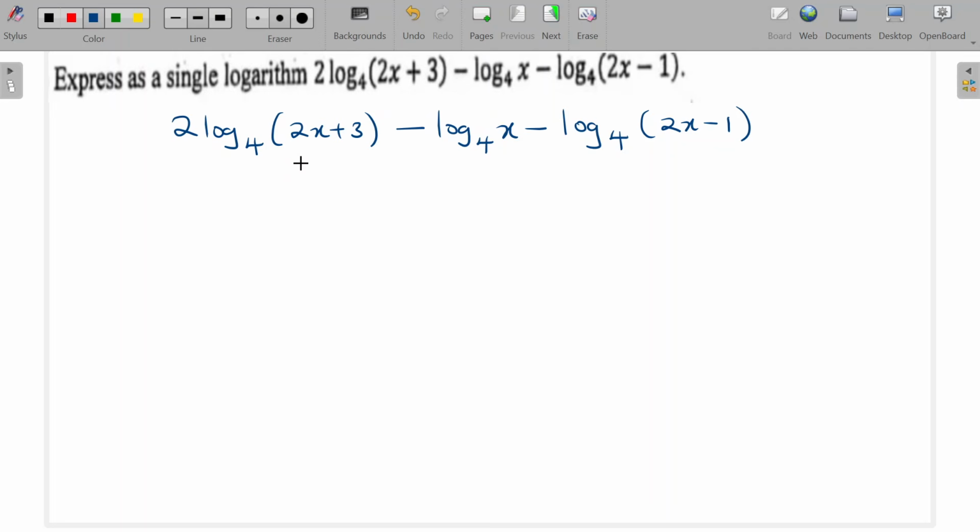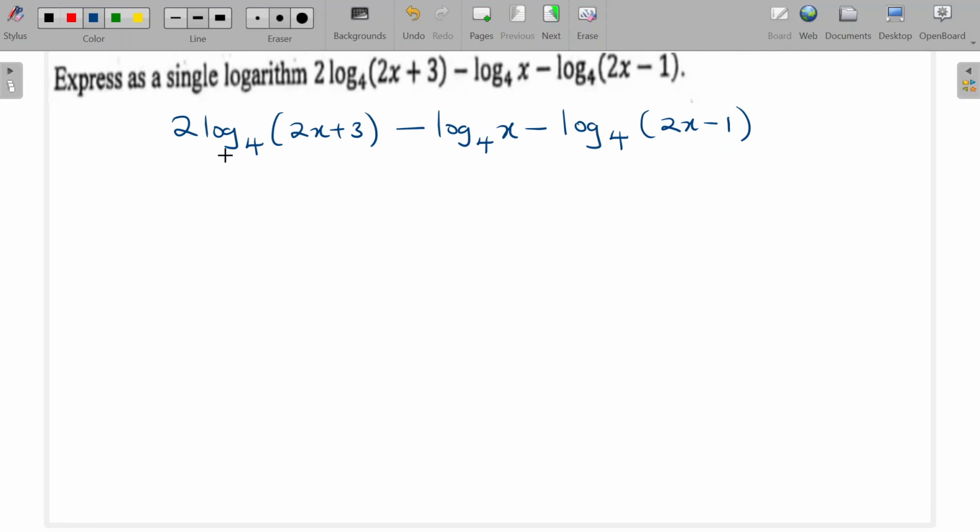Looking at the way this is, we have the same base for all of these logarithms. You can check: here it is base 4, here again base 4, here again base 4. So we can combine these, but we cannot combine them if they have these numbers in front. In logarithms, the 2 can come back to where it was initially, as a power.